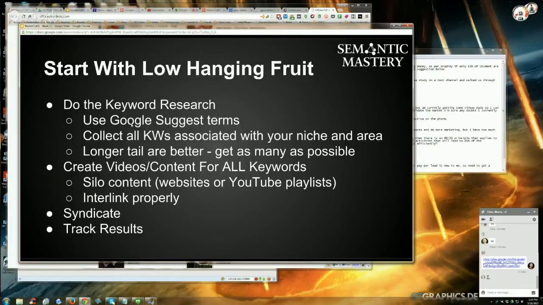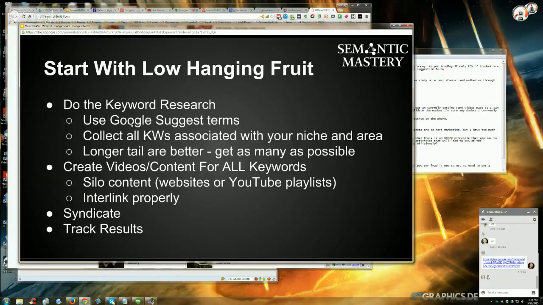So there's a lot of traffic coming from mobile from suggest terms. Okay, so do that first. Number one, scrape as many keywords as you can about your industry. Collect all the keywords associated with your niche and your area.